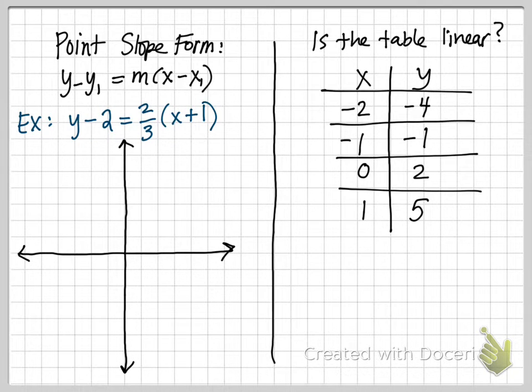For this first example, we're going to look at how to graph a line when it's in point-slope form. So this is point-slope form, y minus y1 equals m times x minus x1. So m stands for the slope, and then x1, y1 stand for a point on the line. So in order to graph this, we need the slope and we need a starting point, and the starting point would be x1, y1.